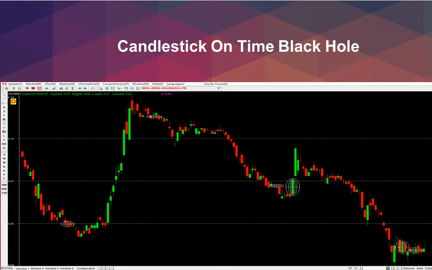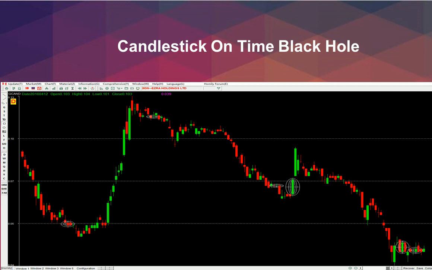The time black hole can help us to judge the turning point, and it also can help us to judge the support and resistance. If you want to use this one to judge the buy and sell point, you should combine other indicators, other functions, okay? So if you see the time black hole, it means this is a turning point, but we don't know whether it can go in or not.